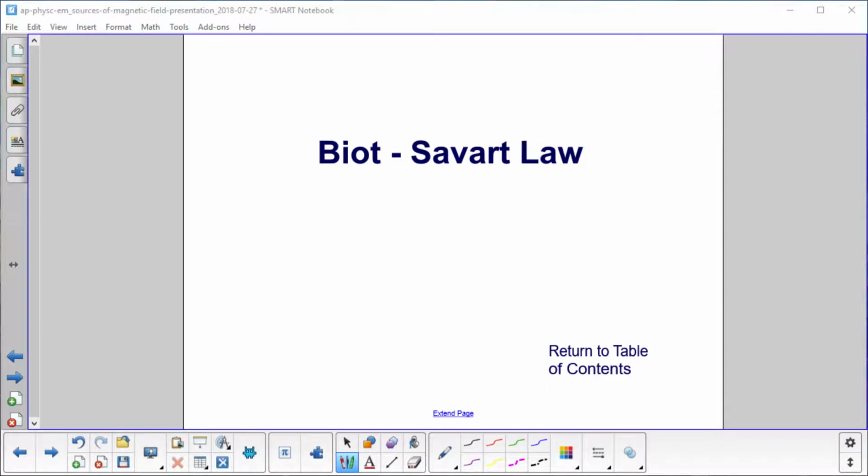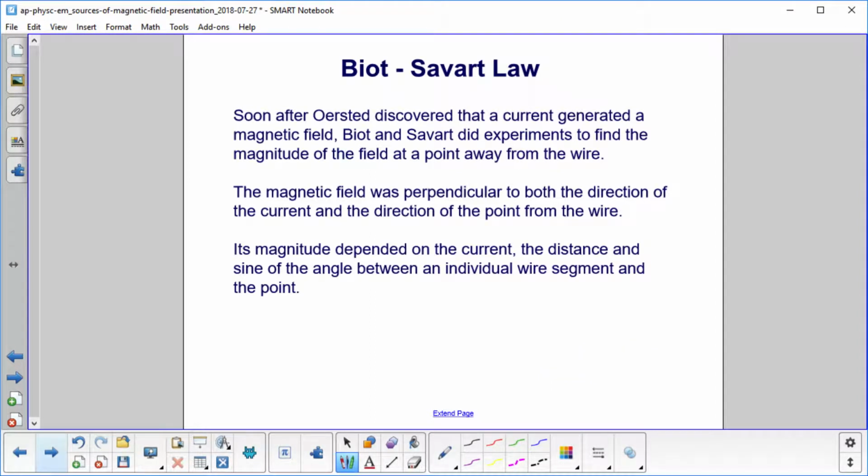The Biot-Savart Law. Soon after Ørsted discovered that a current generated a magnetic field, Biot and Savart did experiments to find the magnitude of the field at a point away from the wire. The magnetic field was perpendicular to both the direction of the current and the direction of the point from the wire. Its magnitude, they found, depended on the size of the current, the distance, and the sine of the angle between an individual wire segment and the point where we were looking to find the magnetic field.